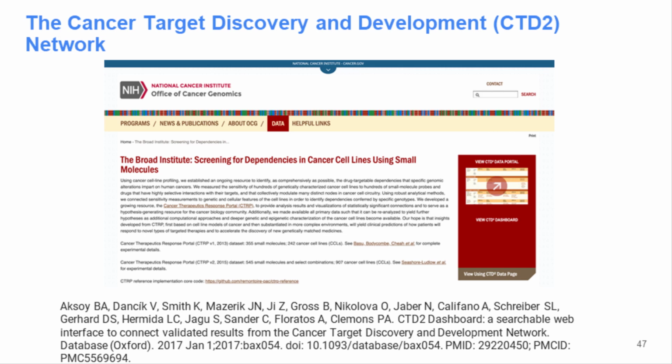So basically those are efforts, and one of them is called CTD squared. This is an effort that is sponsored by the NCI, where they take those 1,000 cell lines, and then they have thousands of drugs. And then they have those high throughput experiments to see which drugs kill or inhibit the proliferation of those specific cell lines to map drugs for cancer types.